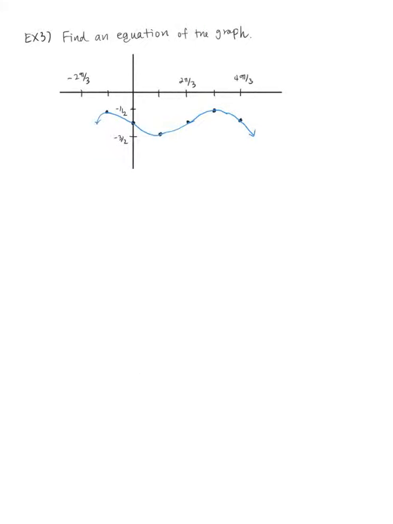Okay, example 3, find an equation of the graph. So instead of drawing the graph, we're given the graph and our job is to find that equation. All right, so let's start out with the amplitude. Okay, so the amplitude was absolute value of A.